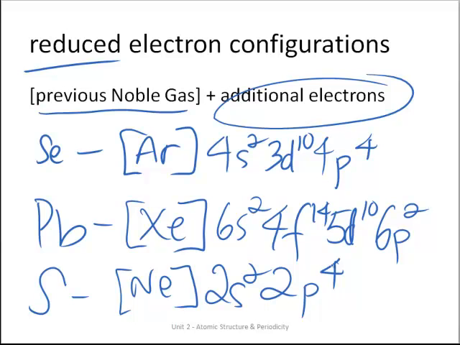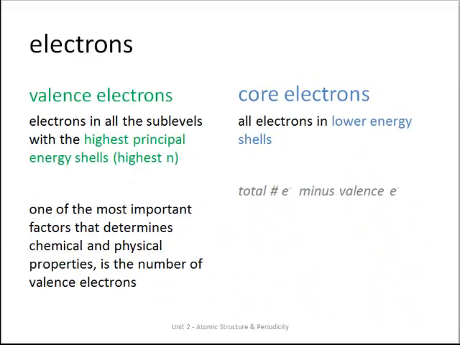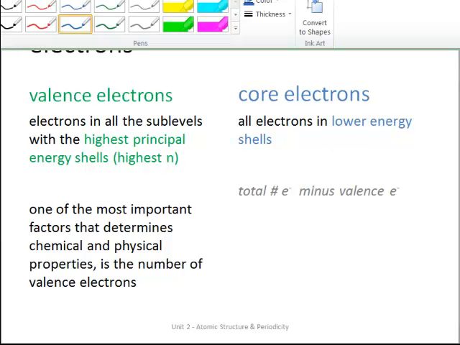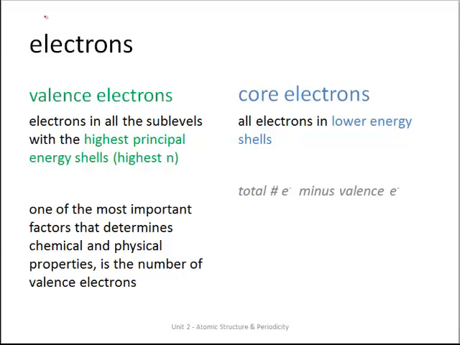Now that we have a couple of different ways of writing electron configurations or information about electrons within the atom, we're actually going to break up electrons into two categories. And those are, of course, written here: valence electrons and core electrons.